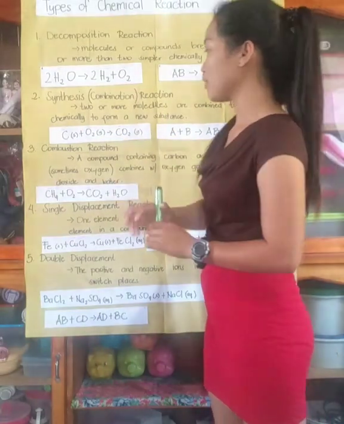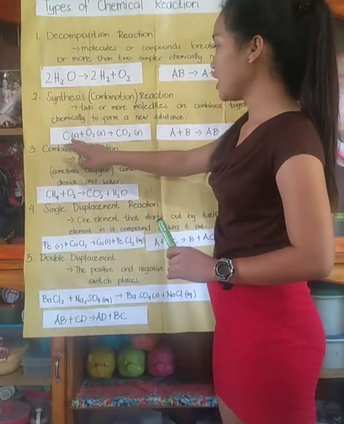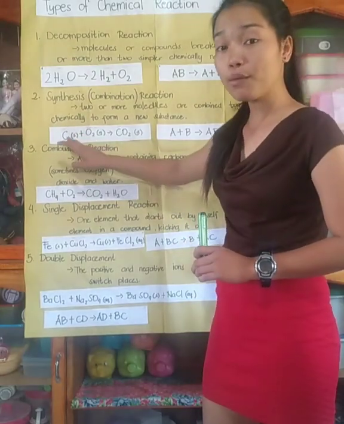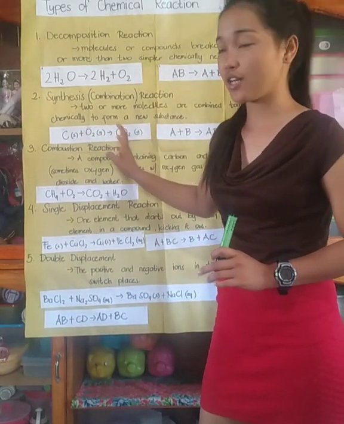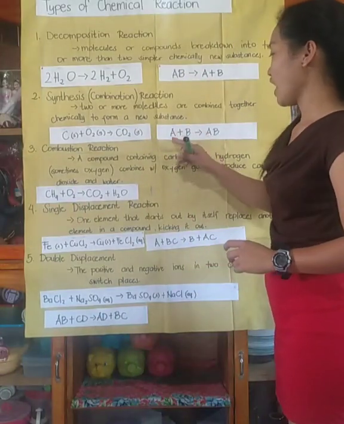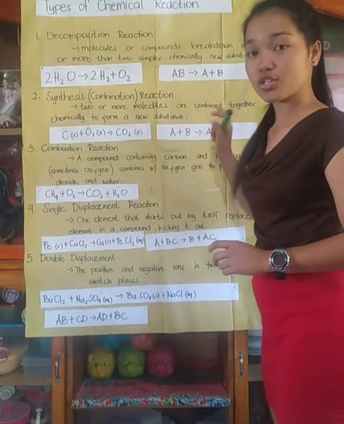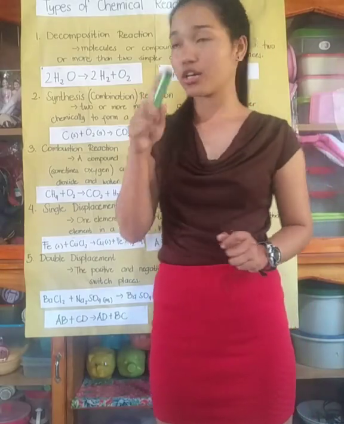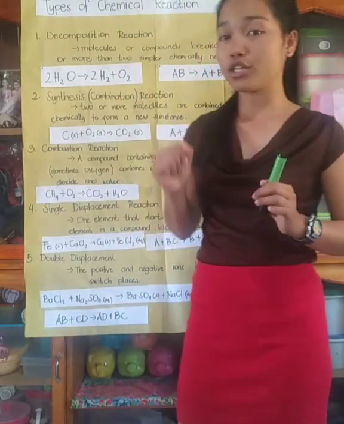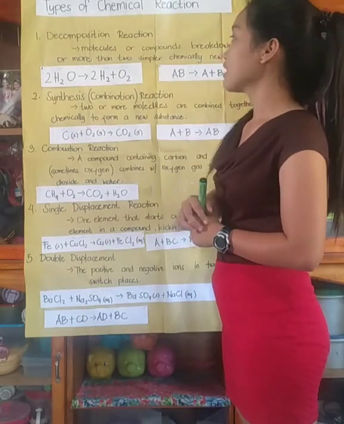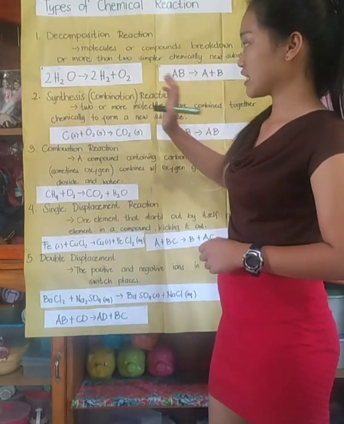So the example is this: carbon plus oxygen. Carbon plus oxygen can create carbon dioxide. On the other hand, A plus B is equal to AB, or it can combine into another molecule or another compound. So that is the synthesis.